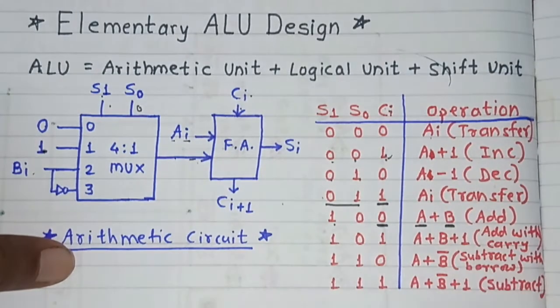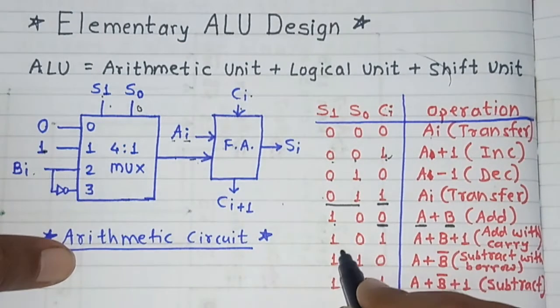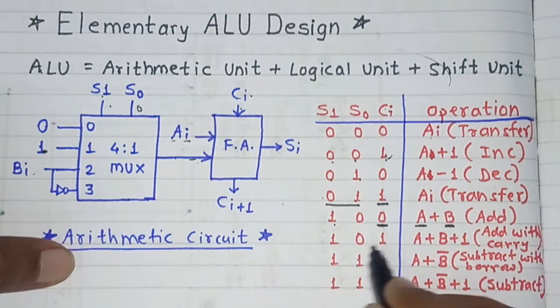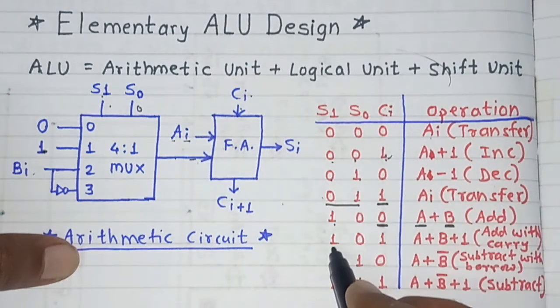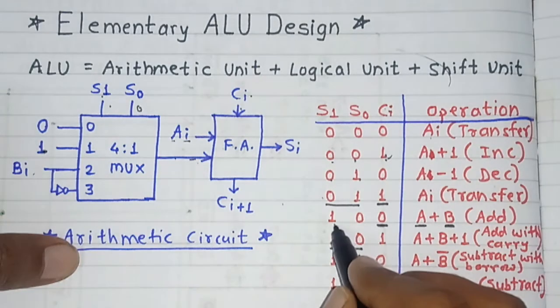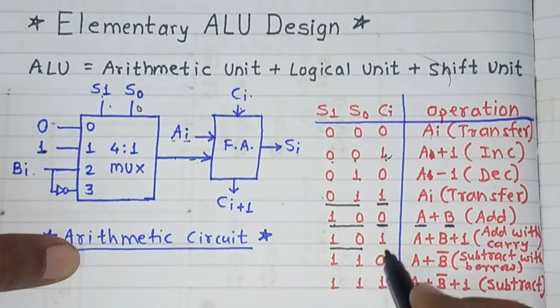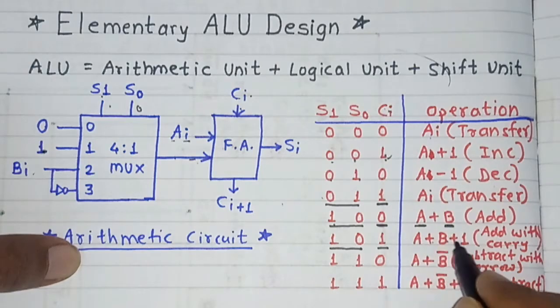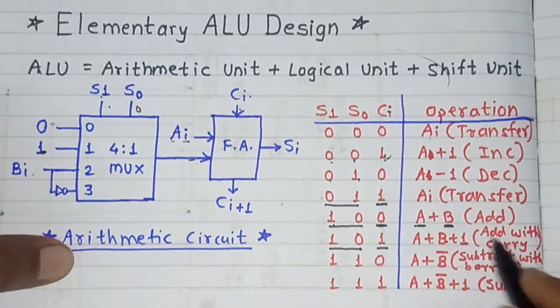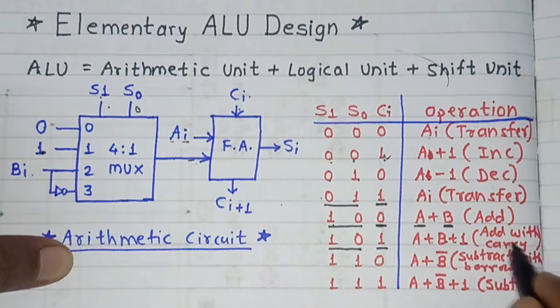Now the next one is 101. Here, in 101, the S1 and S0 lines are still 1 0, the same combination, but here Ci has been made 1. That means we are providing an external carry, that is, carry in is equal to 1. So this operation will become A plus B plus 1. This is the add with carry operation.